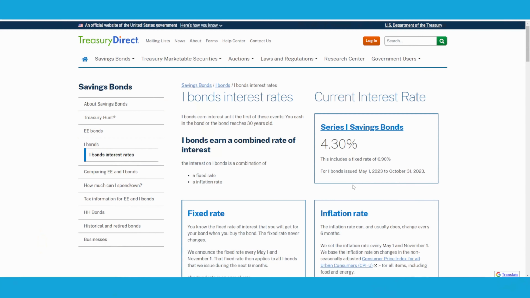So today I want to talk about I-bonds and treasuries. I want to talk about the current rates, how the formulas work, and kind of when to use what. So let's go ahead and take a look at TreasuryDirect where we can see the current I-bond rates.